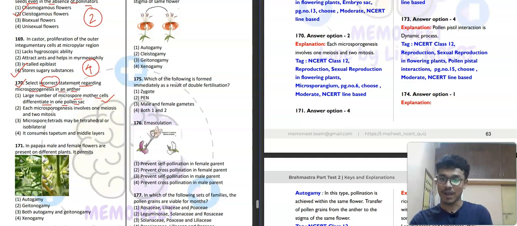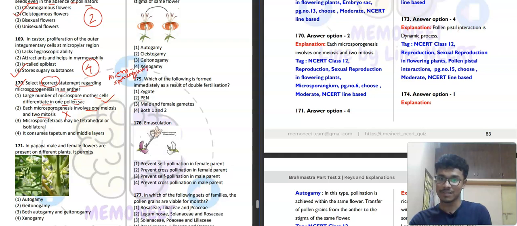Now, each microsporogenesis involves one meiosis and two mitosis. This option is basically incorrect. How can we explain this? Let's see this microsporangium. This is the microsporangium.